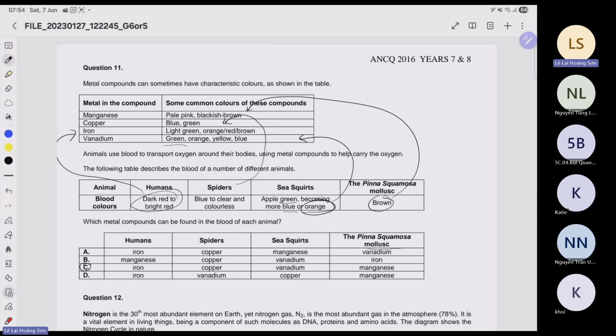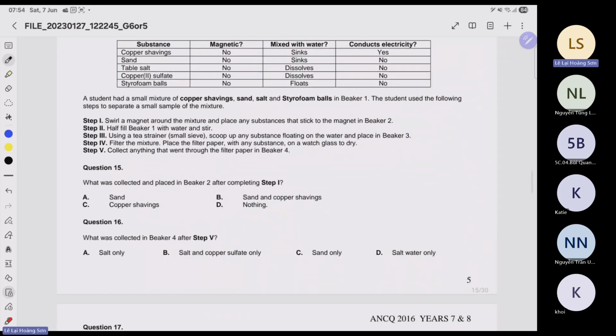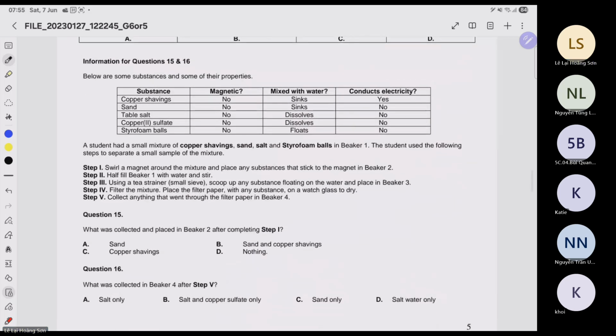All right, moving on. Question number 15. What was collected and placed in beaker 2 after completing step 1? So step 1, step 2. All right, you have a mixture of copper, shavings, sand, salt, and styrofoam. Stir a magnet around the mixture and place any substance that sticks to the magnet into beaker 2. What was collected and placed in beaker 2?